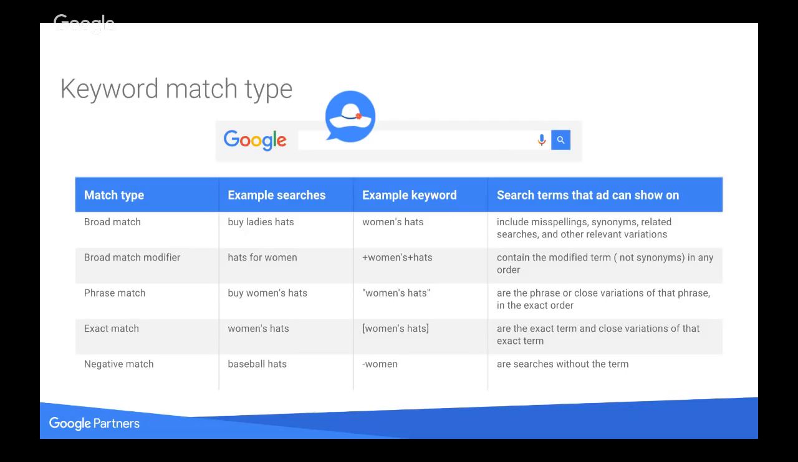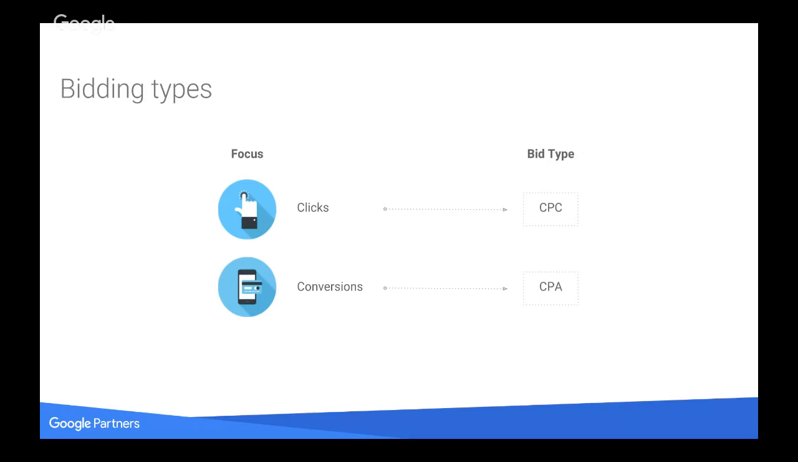While something like a phrase match requires you to have particular search queries as a particular phrase in a specific order. So you can read a bit more about these in the resources that have just been shared with you. And then we're going to go on to bidding types.